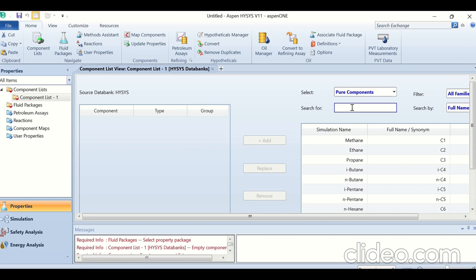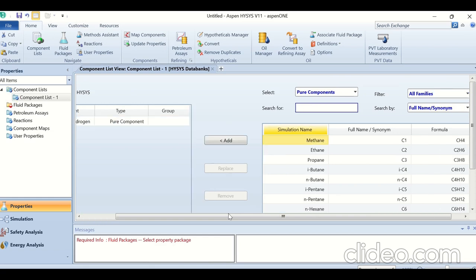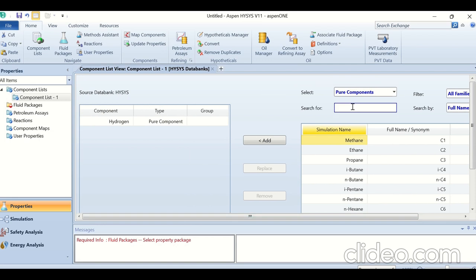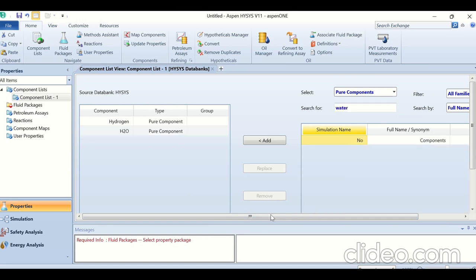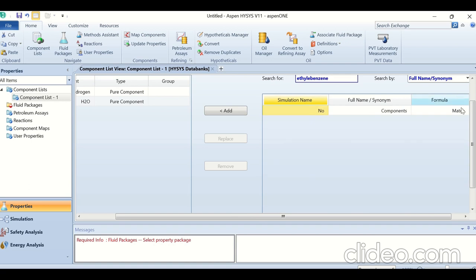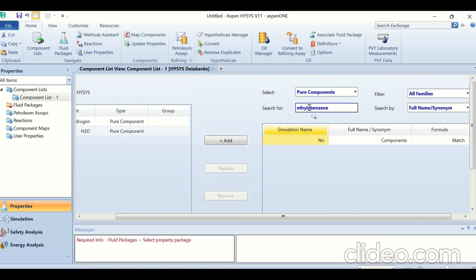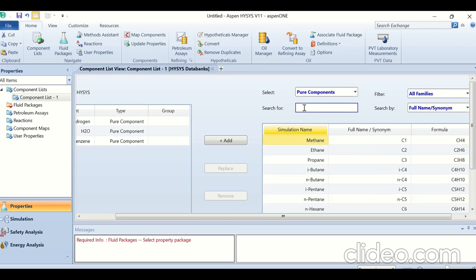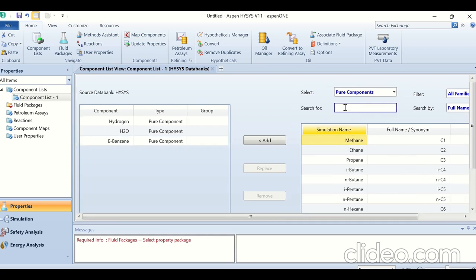The components are hydrogen, H2, and H2O, so this is water. Double click on this, and it is added. Ethyl benzene is added.